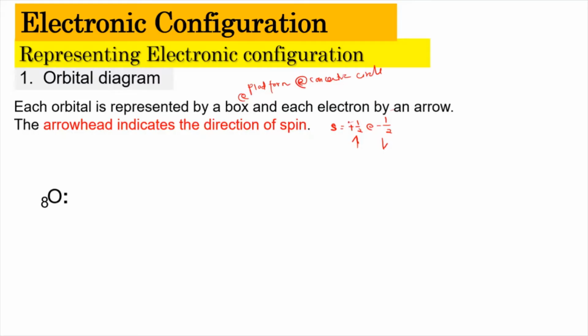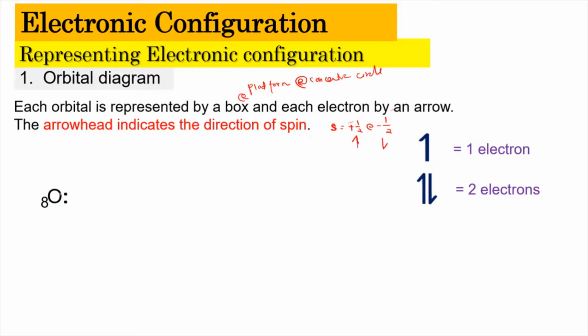You can also say that plus half is going downward, but to make your life easier, I think it's better for you to just assume that the plus half is going upwards and the negative represents the downward part. All right. And a single arrow here represents one electron. And a half arrow and another half arrow here represent two electrons.